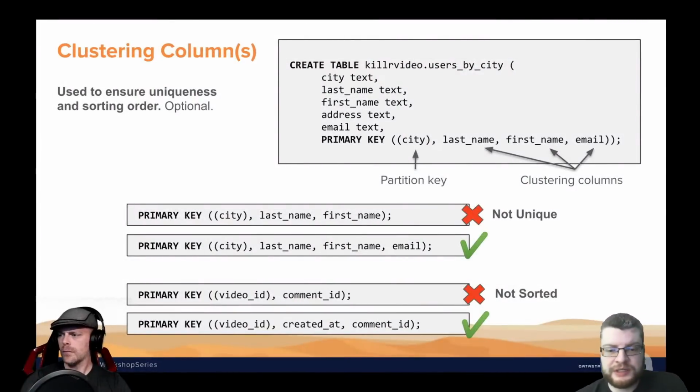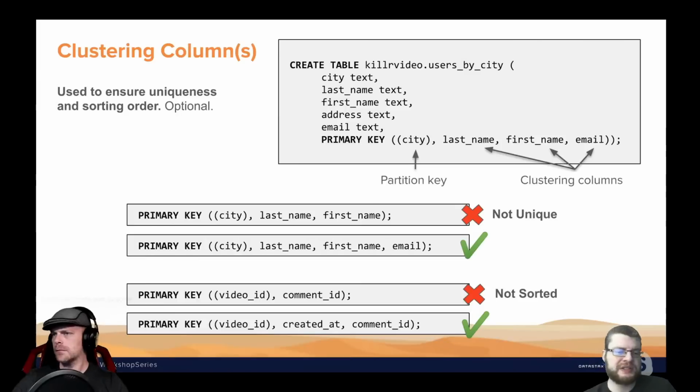Uniqueness is important. I talked about this already, but just showing the examples side by side. The first example, where we didn't use the email address in our primary key, obviously didn't provide uniqueness, because if two people with the same name lived in the same city, that would be a problem. And the second one, where we have video ID and comment ID, we need some sort of time bounding on that. Otherwise, we would literally only be able to have one comment on one video.